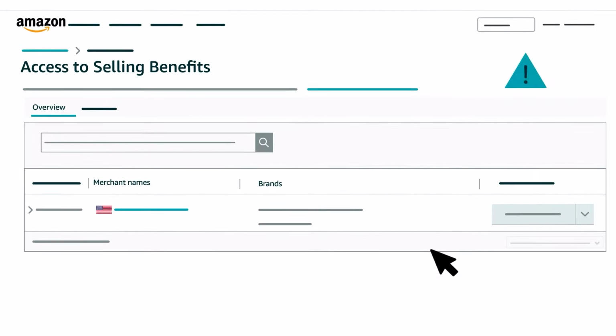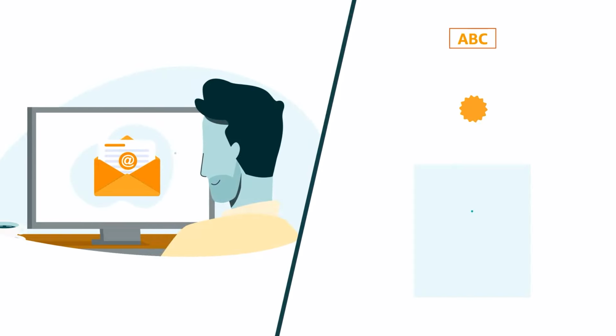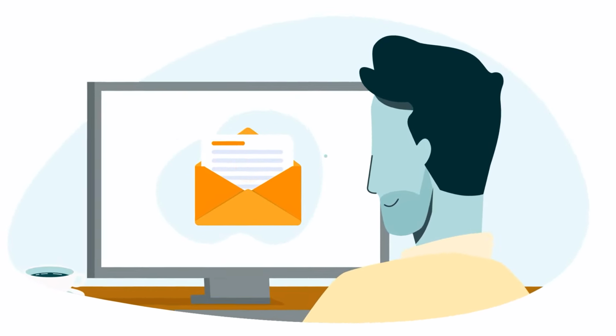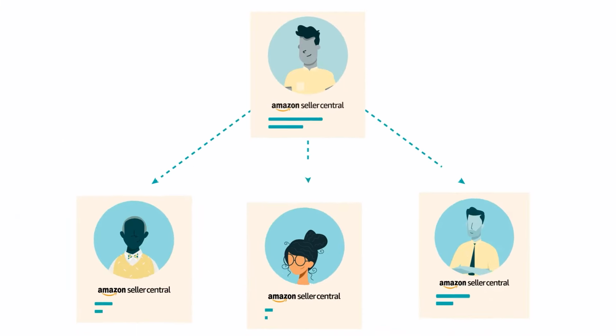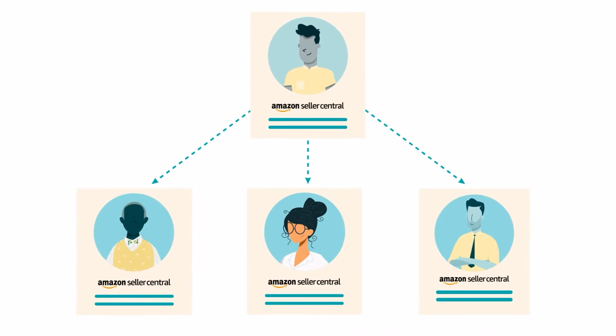Resellers don't appear in the Access to Selling Benefits tool after they've been associated with a brand, but they can confirm their eligibility to activate selling benefits by navigating to them in Seller Central. This concludes our video on managing selling benefits.